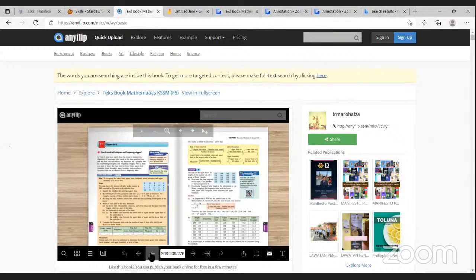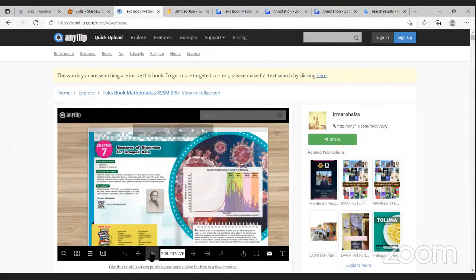Like the number bases and the quadratic functions, I learned that when I was Form 3. Why is the KSSM syllabus so weird? So you guys are super advanced, basically. Not super, kind of ahead. Kind of ahead, okay, makes sense.